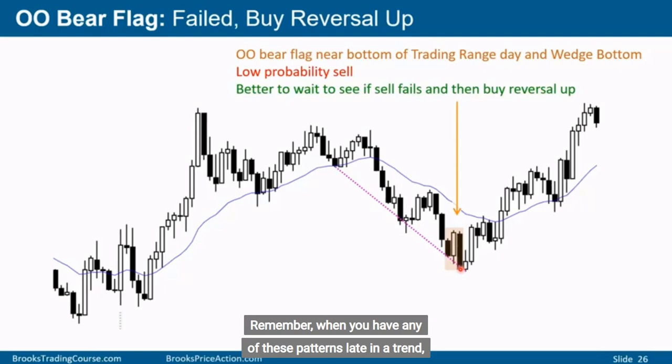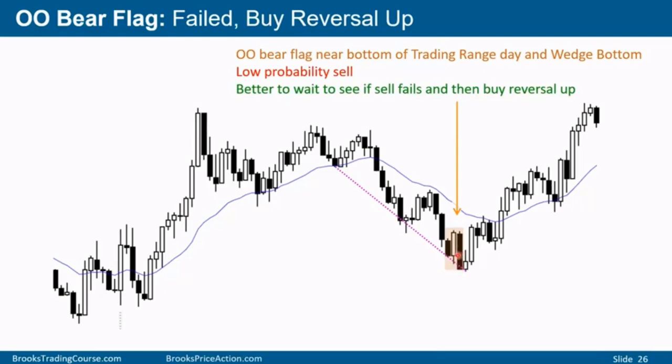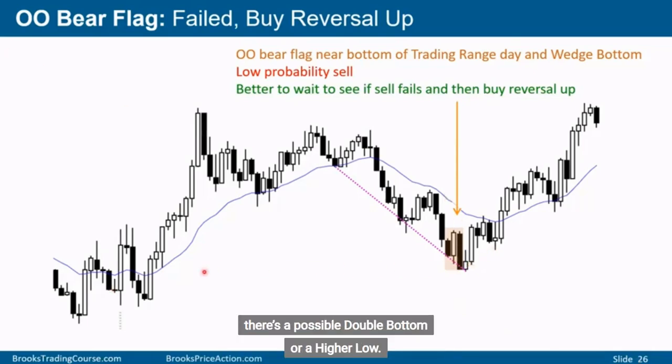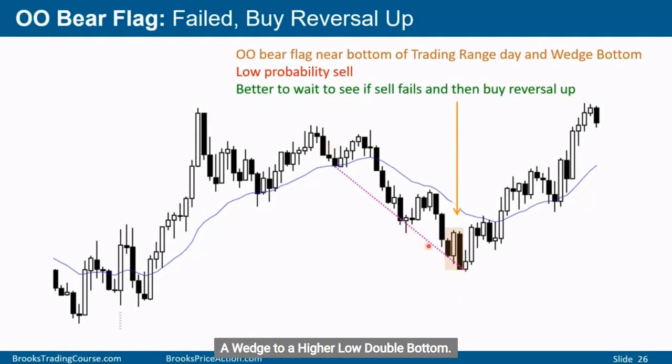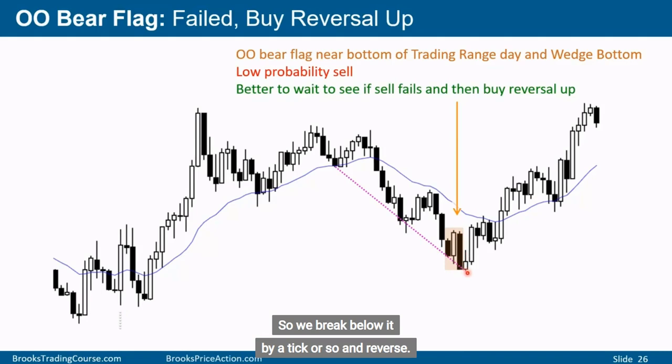Remember, when you have any of these patterns late in a trend, there's an increased chance of a reversal. With this being near the low of the day, there's a possible double bottom or higher low. I would wait to see what the entry bar below that bear bar looks like, and if it's a second consecutive bear bar, then maybe short below that. But I think there's too much risk of this reversing. A wedge to a higher low double bottom. Possible final flag. So we break below it by a tick or so and reverse.